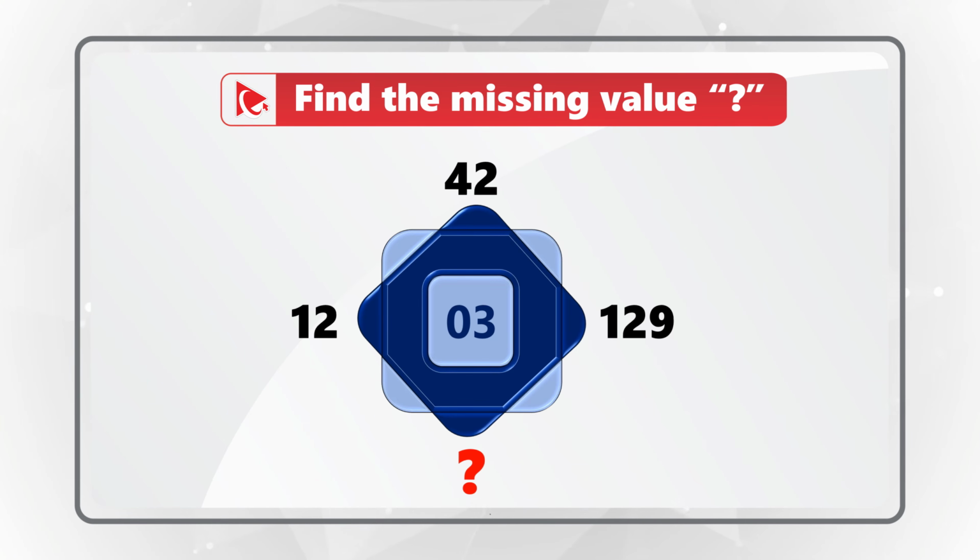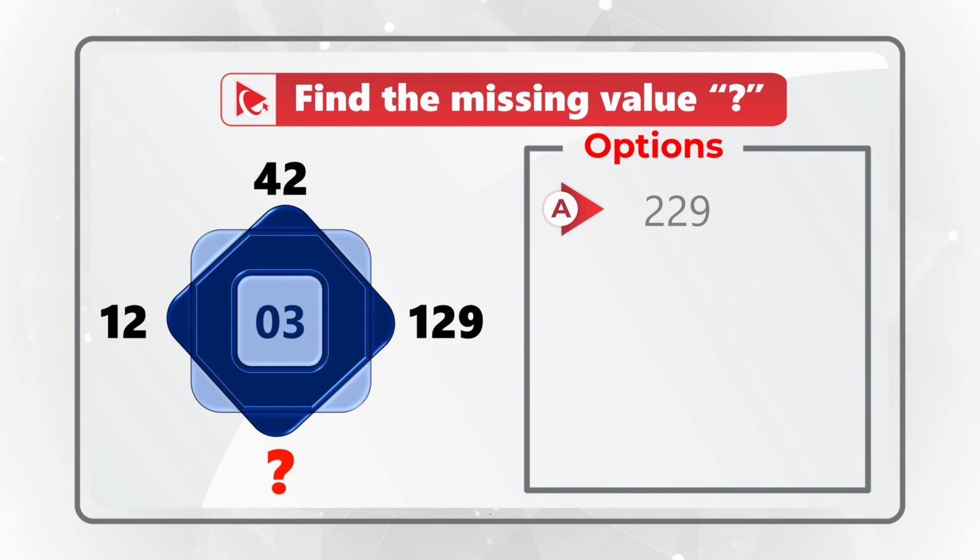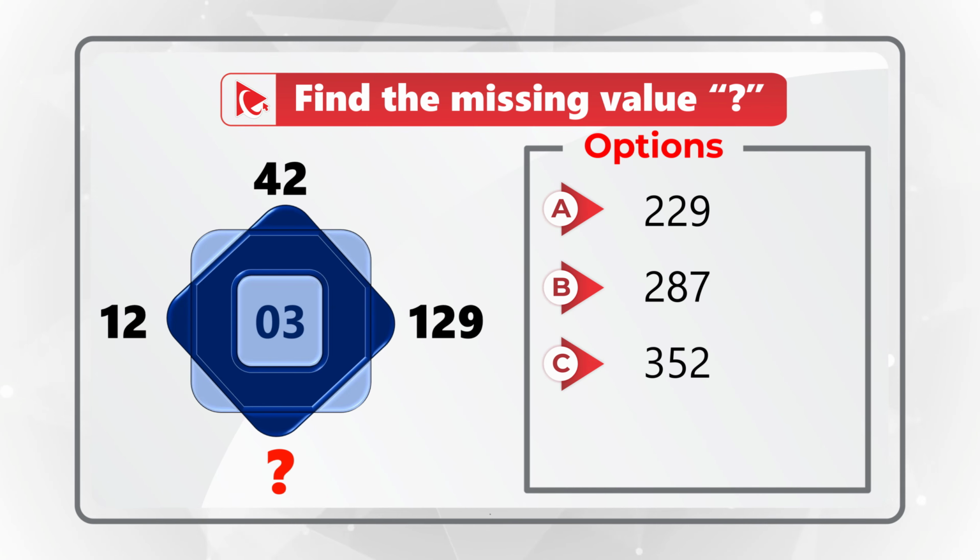Take a close look to see if you can find the missing value. The missing value is represented by the question mark in a shape that contains numbers around the shape as well as one number inside. The numbers you see are 12, 42, 129, and then there is a number 3 in the middle. You have 4 different choices to choose from. Choice A, 229. Choice B, 287. Choice C, 352. And then choice D, 390.